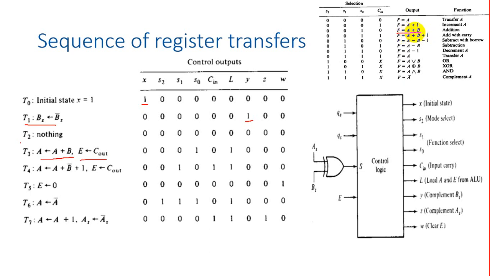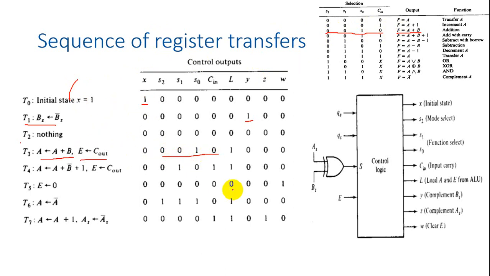So to perform this addition operation, what do you need? You need this bit sequence. S2 should be 0, S1 is 0, S0 is 1, carry in 0. This is the bit sequence. S2, S1, S0, and carry in: 0, 0, 1, 0 for addition operation. Okay, and what else do we need? Carry out goes to the overflow bit E.